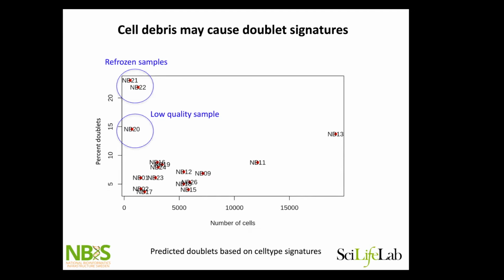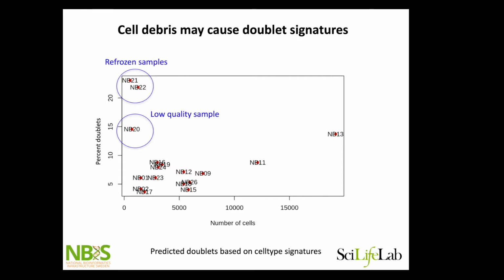Another thing is that cell debris can also cause doublet signatures. This is from a project where they did single cell RNA-seq on frozen samples. For some reason, these two samples were thawed, then the machine was not working, and then they froze them again. When I ran doublet prediction on these samples, I got a really high doublet prediction for these refrozen samples. I don't know if the cells stuck together or broke or something, but the quality of the data can also influence how many doublets you get.